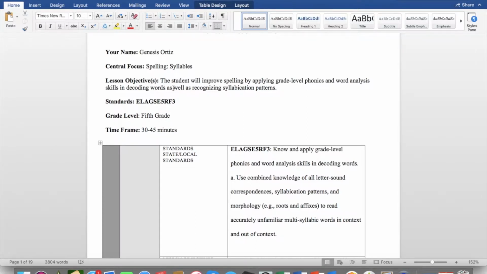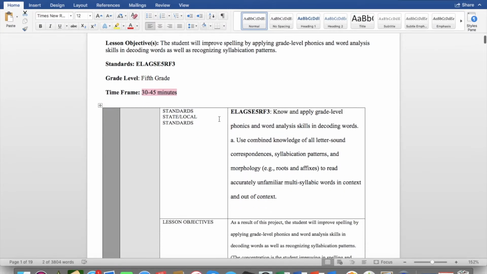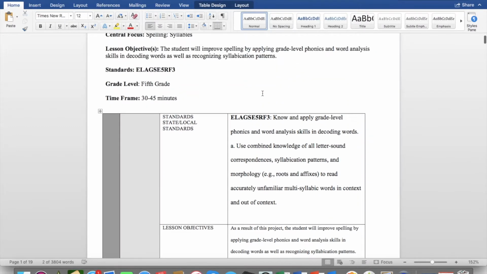Then your lesson objective, which is the student will improve spelling by applying grade level phonics and word analysis skills and decoding words, as well as recognizing syllabication patterns. So just remember, your lesson objective is based off of your standard, and it's what will the student do? The student will improve spelling, but how? So remember, you put the how in your lesson objective. So then here you have the standard, and just put the code here. And then you'll have your grade level. In this case, mine was 5th grade. And then the time frame, and it's an estimate, and I estimated mine to be about 30 to 45. And sometimes you will go a little under or over, and that's okay.